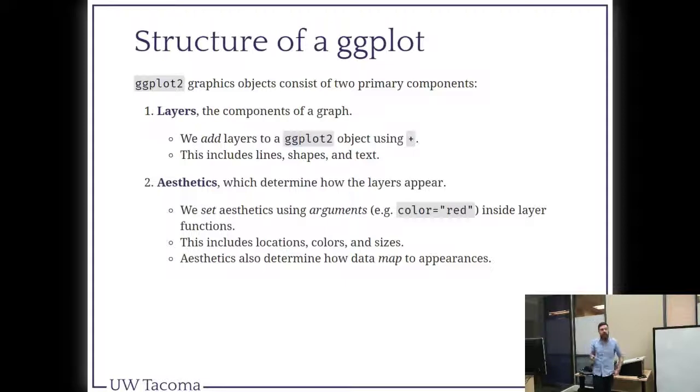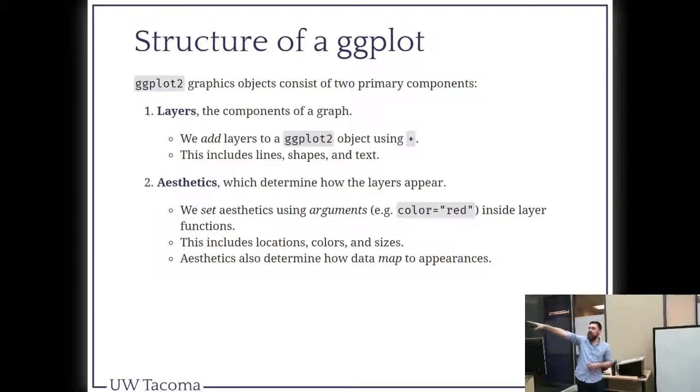There's also aesthetics. Aesthetics control how layers appear. So the layers produce the thing, the aesthetics change how they look. So aesthetics are set with arguments. Things like color equals red would make all the elements of that particular layer red. This includes the locations of things, the colors, and the sizes. So we might use something like geom_point to draw points on our plot, but then we set the aesthetic x and y, which determine where those points are on the plot, or their size, their transparency, something like that.